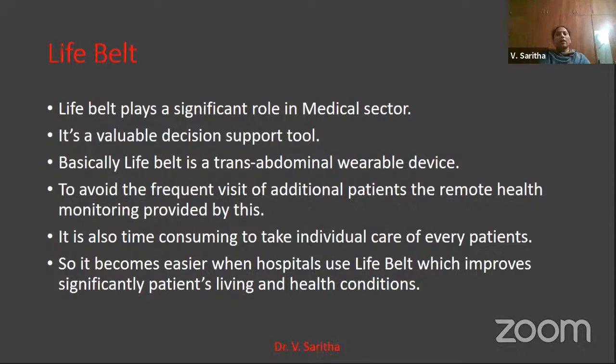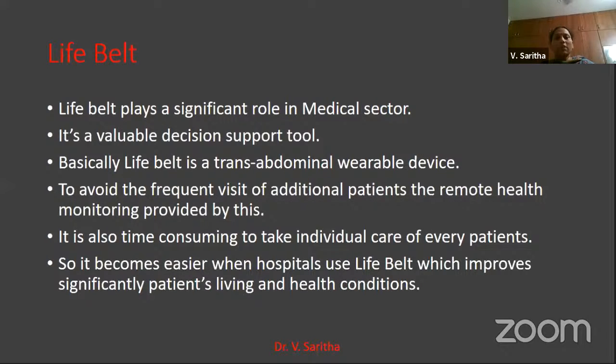Another example or application we can say is the life belt. The life belt plays a significant role in the medical sector. It's a valuable decision support tool. Basically, the life belt is a trans-abdominal wearable device, worn at the abdominal level. To avoid frequent visits by patients, remote health monitoring is provided by this. So the life belt is nothing but something with which the complete health of a particular person could be sensed.